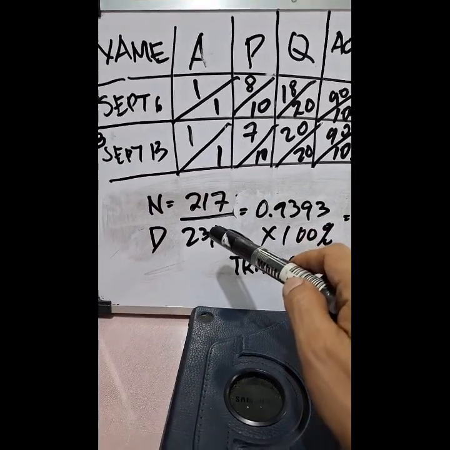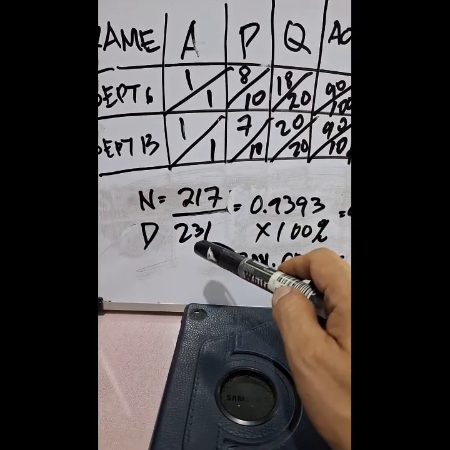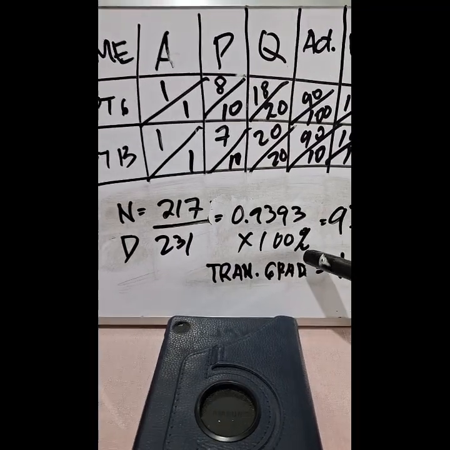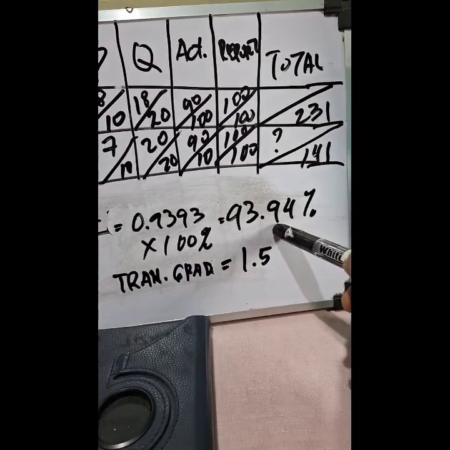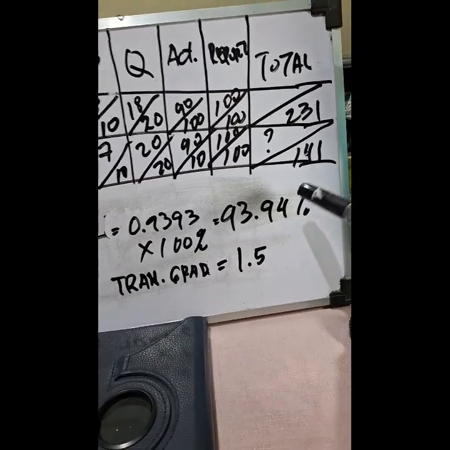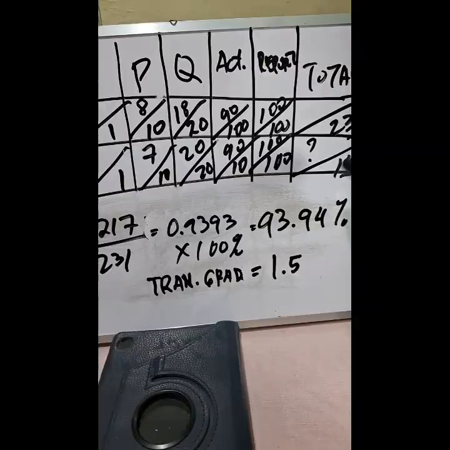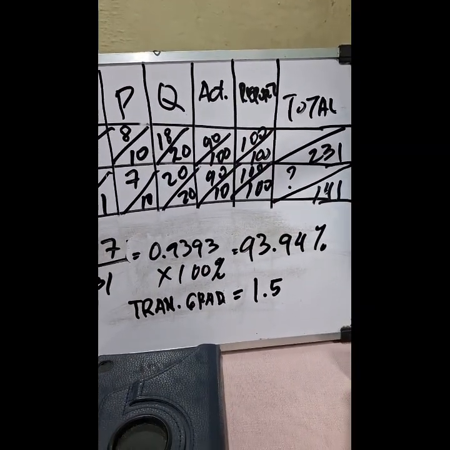Now, to get your class standing, you divide what you got by the total score, which is 231, and that is 0.9393. To get the percentage, multiply it by 100, and 93.94 is the result. So the transmuted grade probably would lie around 1.5. So at the end here, for September 6 it is 1.5.